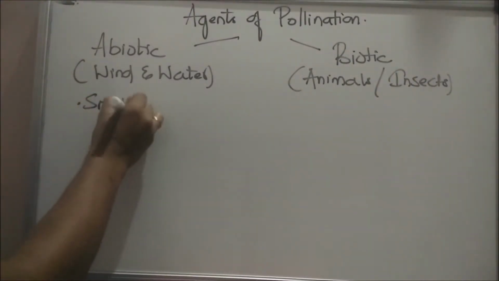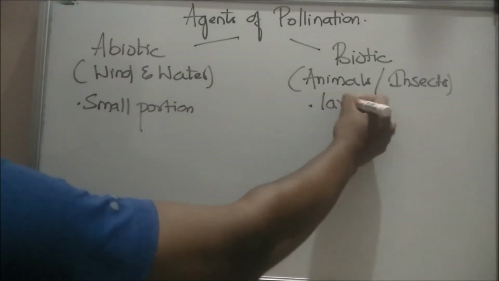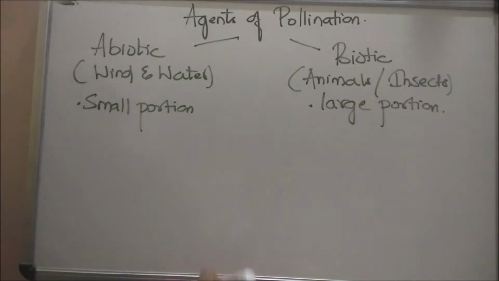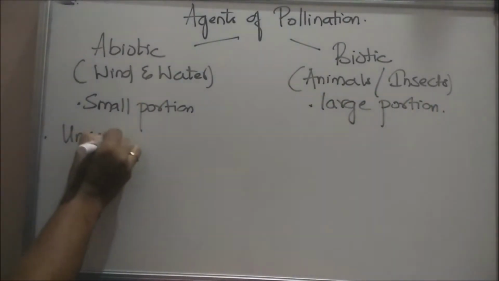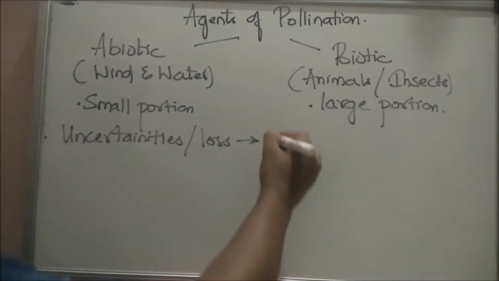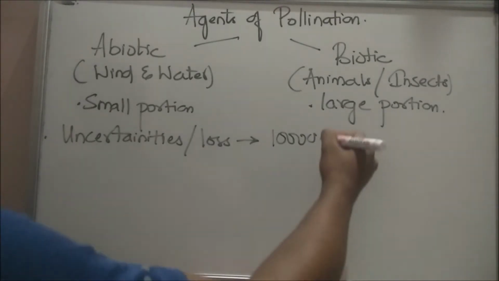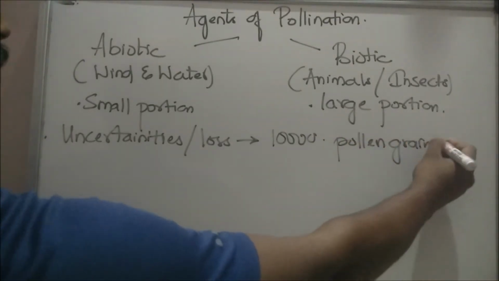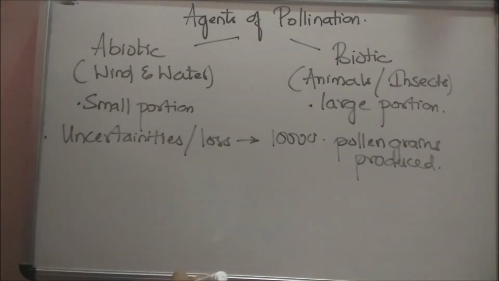Only a small portion of plants use abiotic factors, whereas the majority of plants use biotic factors. To compensate for the uncertainties and the loss of pollen grains, the flower produces enormous amounts of pollen grains compared to the number of ovules available for pollination.